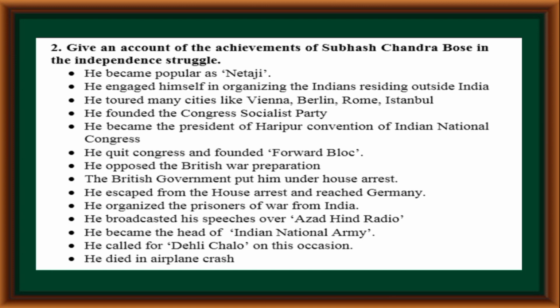Give an account of the achievements of Subhash Chandra Bose in the independence struggle. He became popular as Netaji. He engaged himself in organizing the Indians residing outside India. He toured many cities like Vienna, Berlin, Rome, Istanbul. He founded the Congress Socialist Party. He became the president of the Haripur Convention of the Indian National Congress. He quit Congress and founded Forward Bloc.